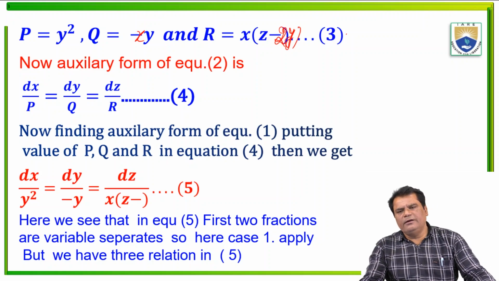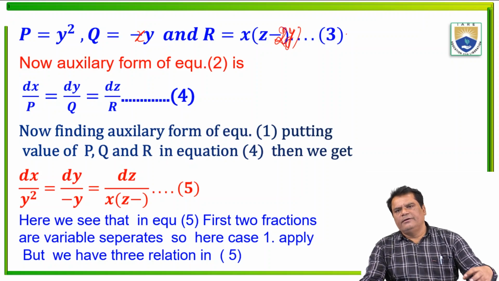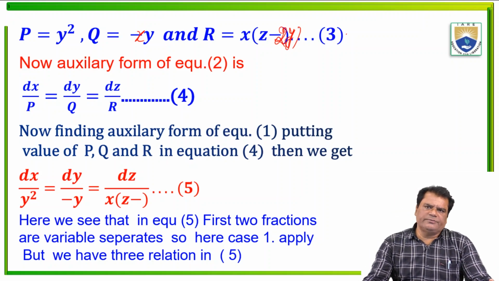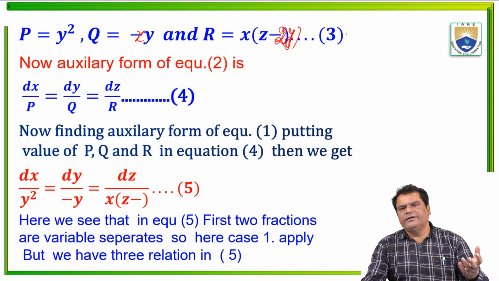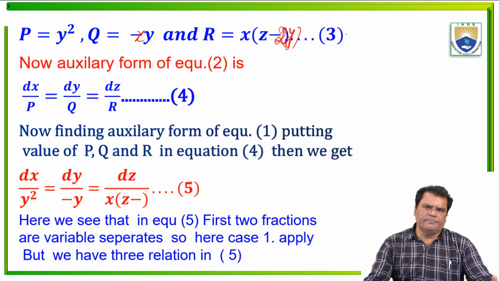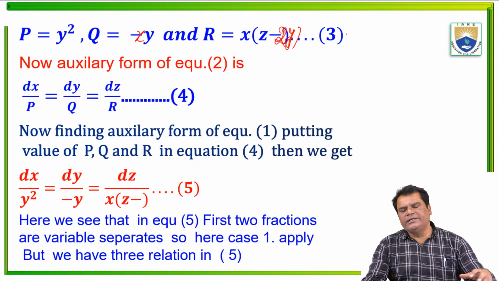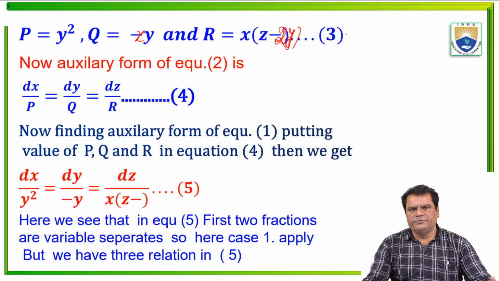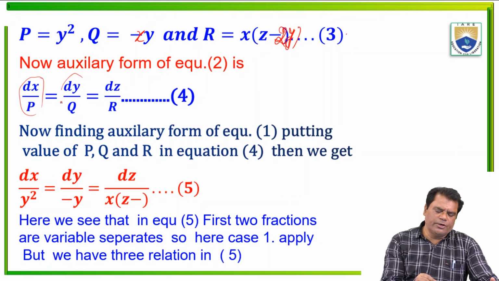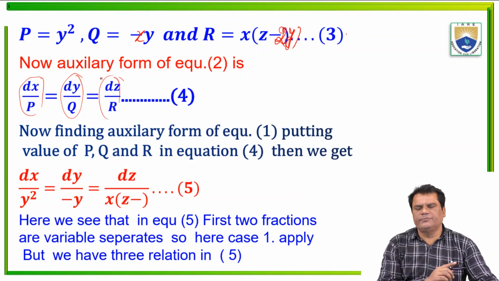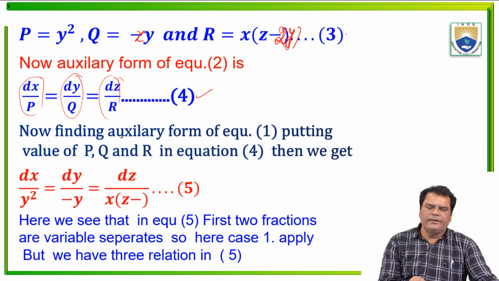Equation 2 is the general partial differential equation of Lagrange. Equation 2 is the Lagrange partial differential equation. Now the auxiliary form of equation 2 is dx upon p equal to dy upon q equal to dz upon r. This is equation 4. Now finding the auxiliary form of equation 1.